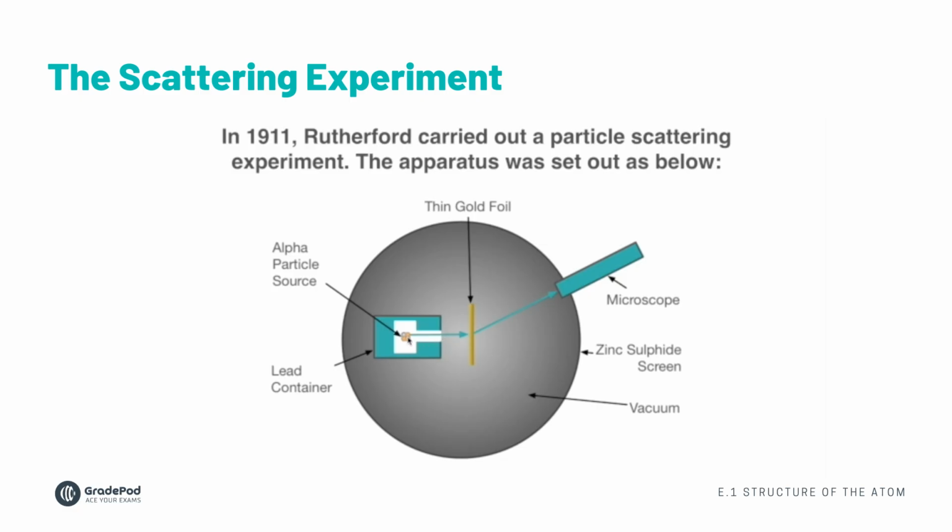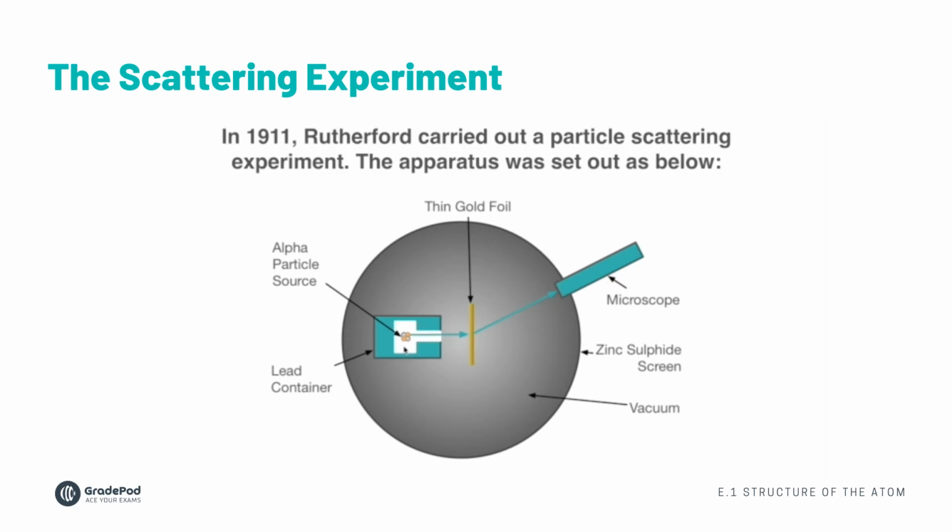Those alpha particles, which are 2 protons and 2 neutrons, so they have a heavy positive charge, are directed towards a very thin gold foil. And when I say very thin, I mean very thin. It's only a few atoms thick. And on the other side of the gold foil, we have a zinc sulfide screen and a microscope. Inside of the whole system is a vacuum.